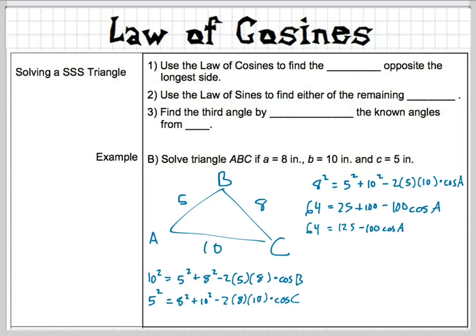You know what students make the mistake of doing a lot? Can someone point out a mistake right here that someone might do? 125 minus 100. They would do this. They would write 25 cosine A. What's wrong with that?